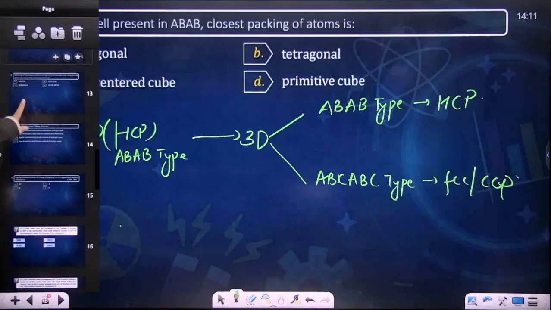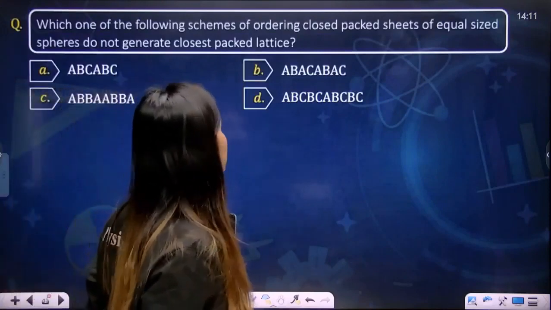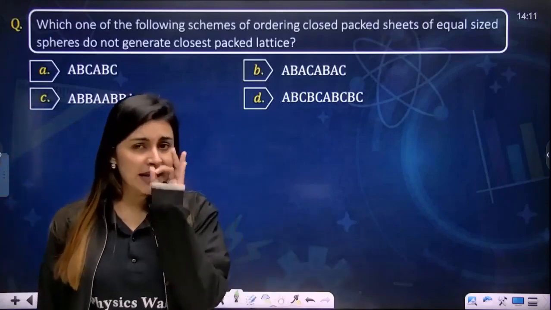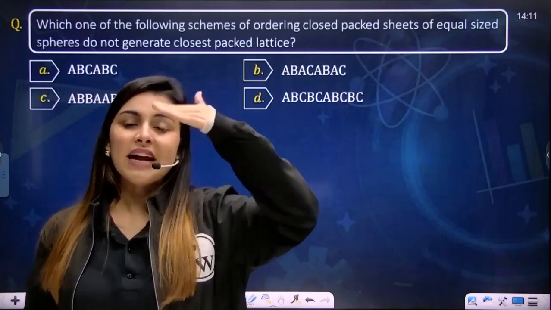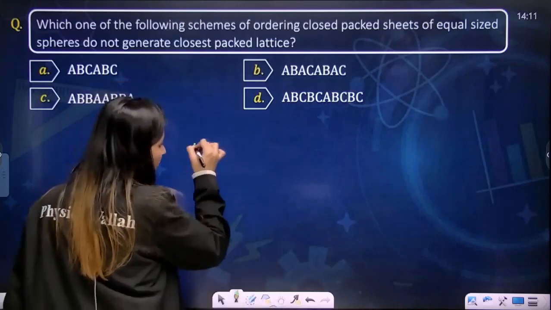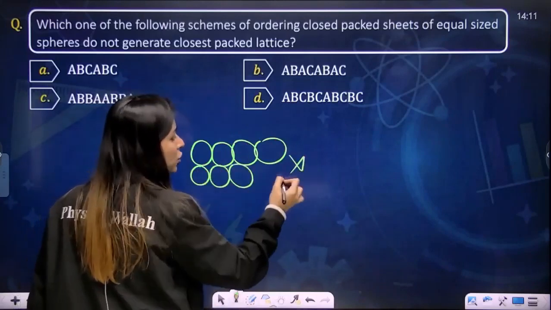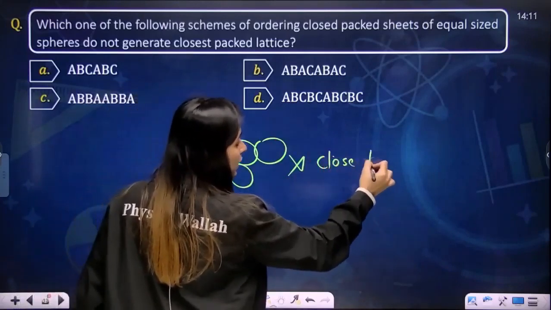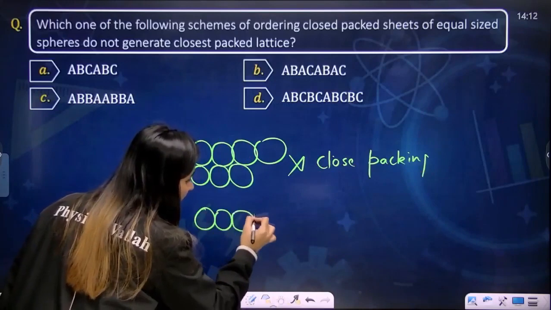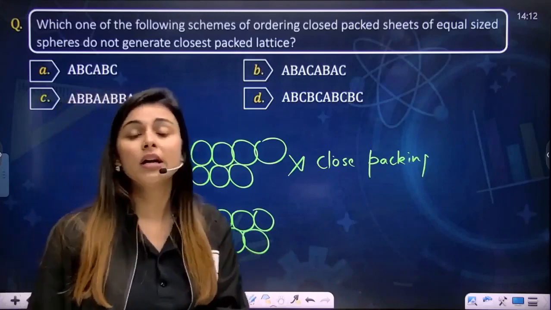I hope you've written it. Now let's move forward to the next question. The next question says that which one of the following schemes of ordering close packed sheets of equal sized spheres do not generate a closest packing layer? If in any case one layer is exactly same to the bottom layer, it is never a closest packing. This means that if you have a layer like this and you have exactly same layer like this, then this is not a close packing. When is it considered a close packing? It is only considered a close packing when you have atoms like these and you have atoms in the depression of the first layer. Only then it is known as your close packing.